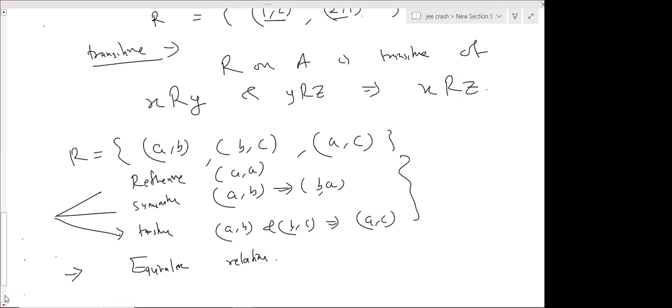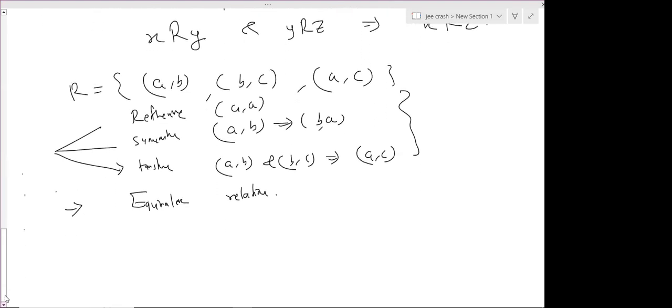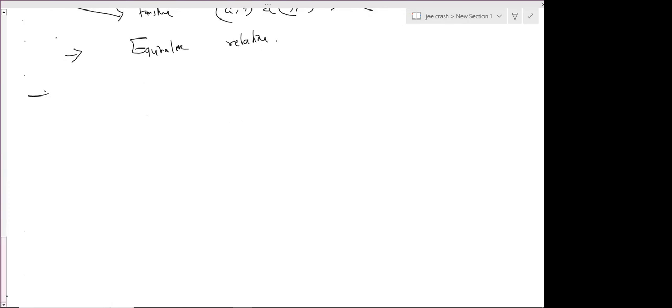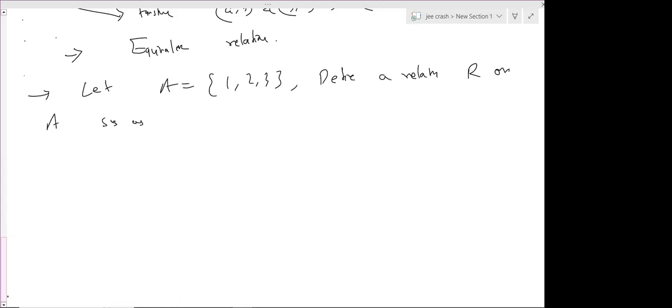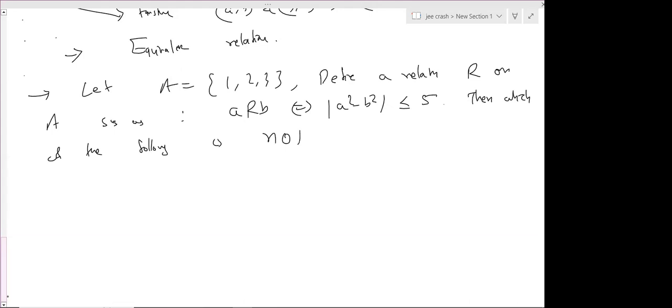All right, let's try to solve one question on this. This is a question from JEE Main 2020. All right, let A equal {1, 2, 3}. Define a relation R on A such that a related to b implies |a² - b²| is less than or equal to 5. Then which of the following is not true?